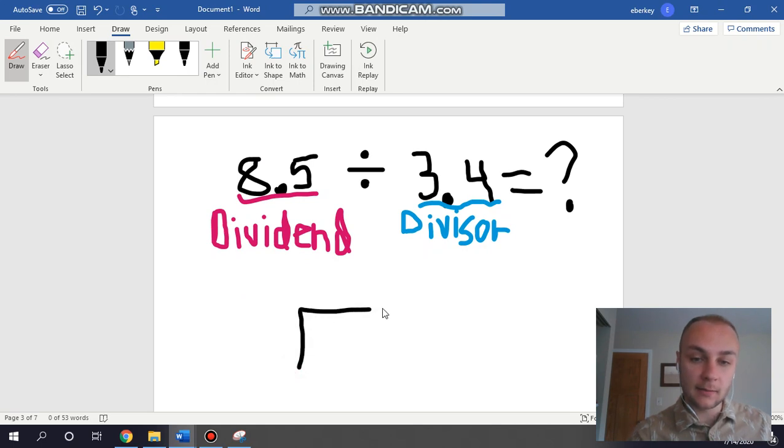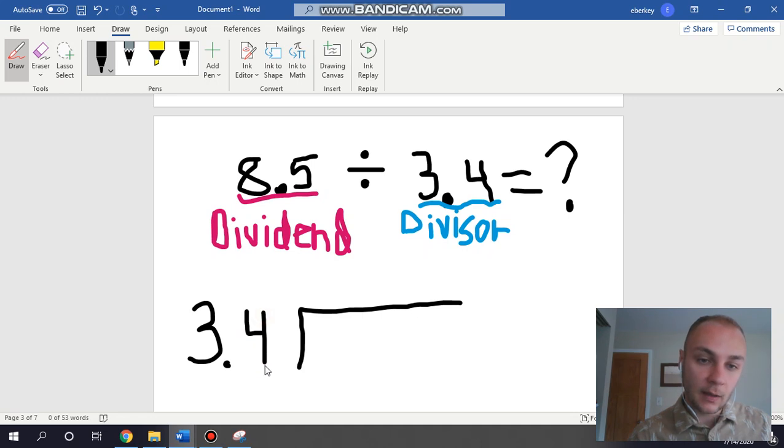This is the house. This is a division sign, and I call it the house, okay? It is a division sign, and our divisor goes on the outside. And our dividend goes on the inside. I want you to say that now. Our divisor goes on the outside and our dividend goes on the inside. Now, I'm going to show you something.